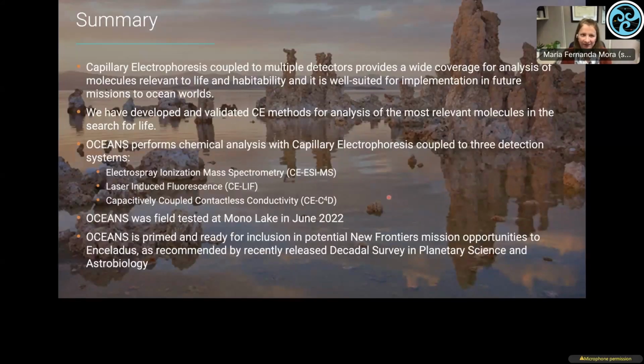So, in summary, I hope I showed you today all of the things that we can do with capillary electrophoresis with a single instrument, simply changing the liquid that we put inside the capillary. We can use different detectors and cover a wide range of molecules related to life and habitability. As I said, we have 3 different detectors and we tested these instruments at Mono Lake, and we're ready now to be on a mission, hopefully soon.